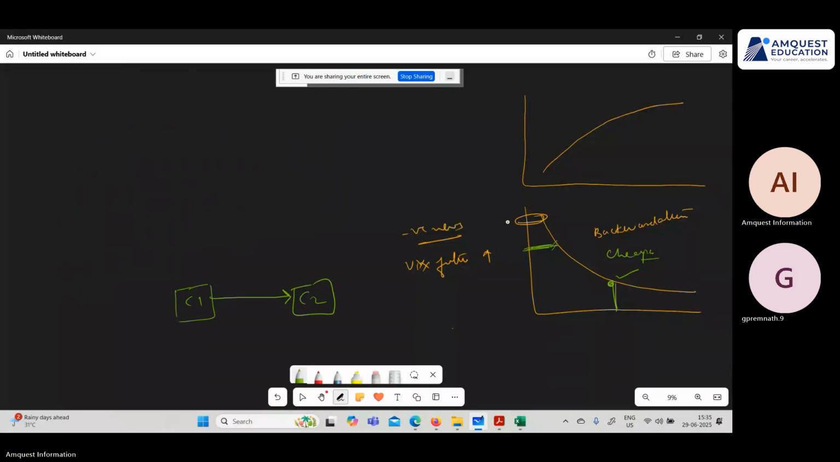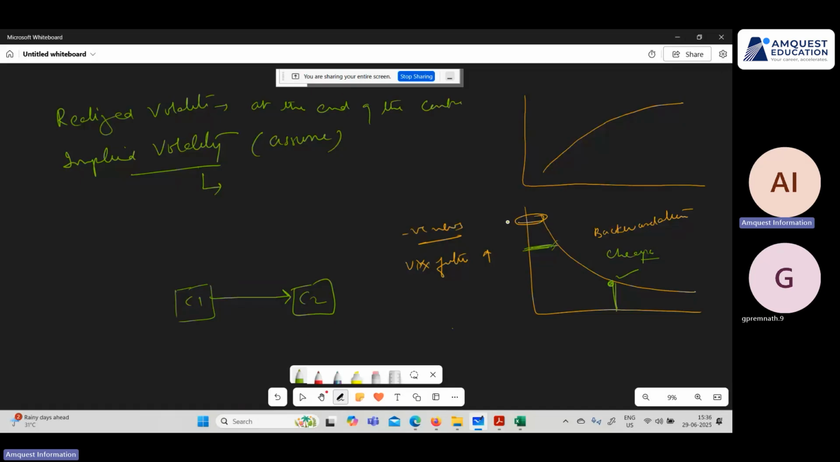And I said that there is something called realized volatility, and something is implied volatility. This implied volatility is something that we assume immediately at the initiation of the contract, and the realized volatility is something that we only get to know at the end of the contract. Then I said I'm calling this A and this B, and if A is more than B, then the buyer of the swap makes profit.